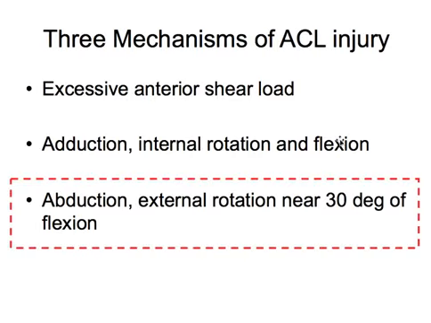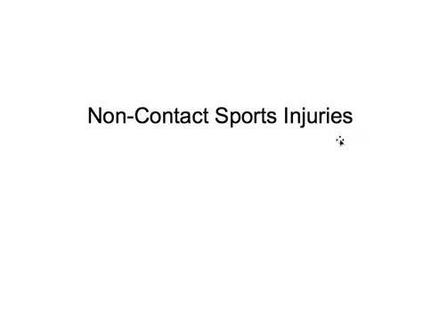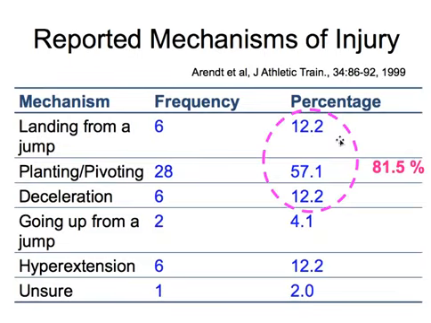So there are three mechanisms of ACL injury: excessive anterior shear load, as in the example of skiing; adduction, internal rotation, and flexion, which is less common; and the most common, abduction, external rotation, near 30 degrees of flexion. Just note that most of these non-contact ACL injuries have to do with a variety of tasks. Landing from a jump, planting and pivoting, and decelerating constitute 81% of all the non-contact injuries. Going up from a jump, hyperextension, and a few others are unclear.